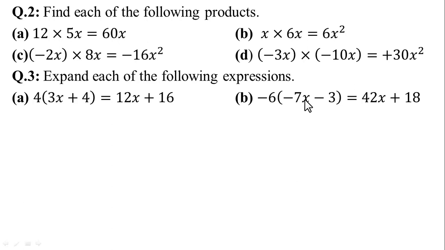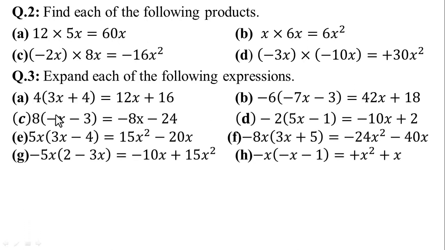Minus 6 multiplied by minus 7x and also minus 6 multiplied by minus 3. Minus minus plus, 6 7s are 42x. Minus minus plus, 6 3s are 18, so plus 18. The answer of B part is 42x plus 18.